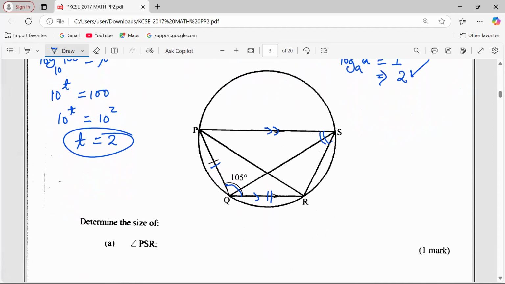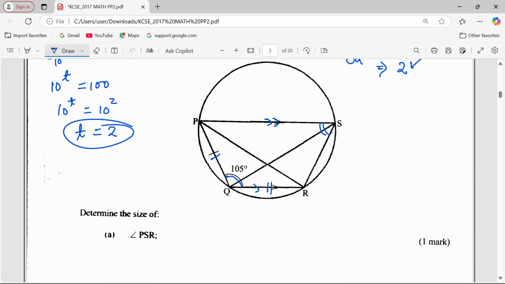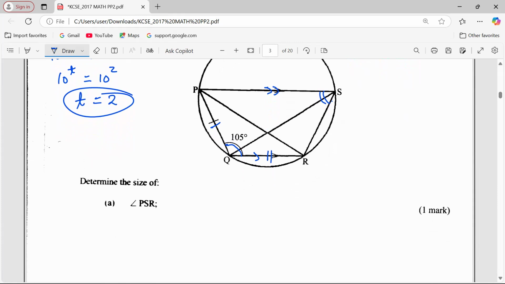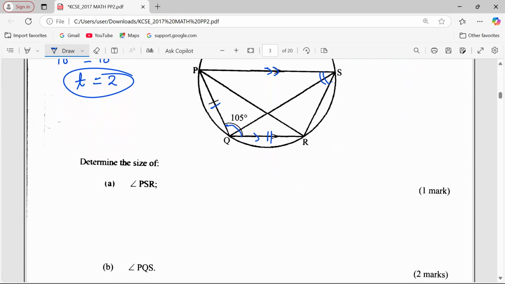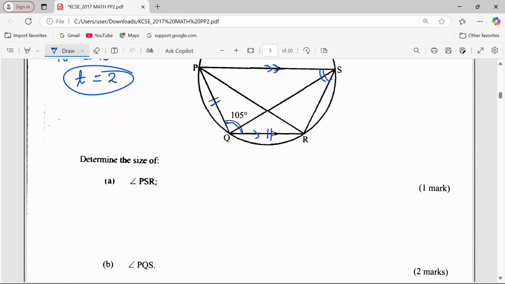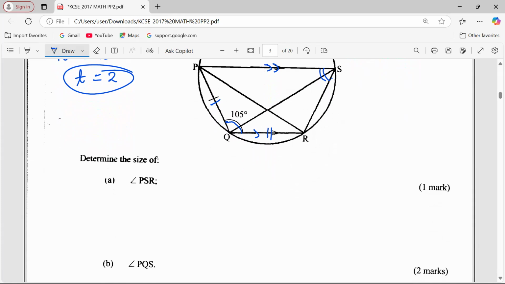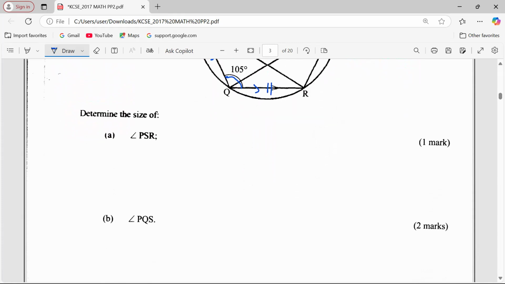So we know that PQRS is a cyclic quadrilateral. And in a cyclic quadrilateral, opposite angles are supplementary. In other words, they add up to 180.